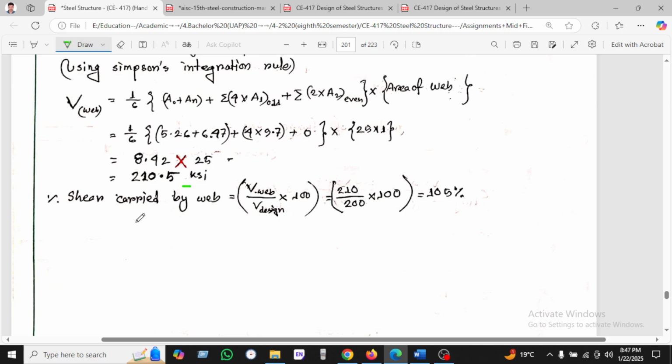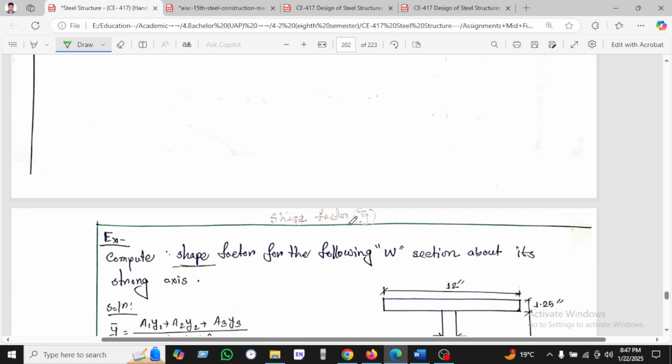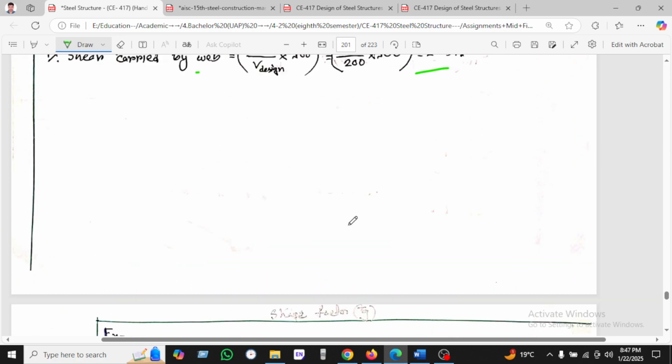So the percent of shear carried by the web: we take the shear in the web divided by the shear we found in the design, multiplied by 100, and we found 105. So these are the results.